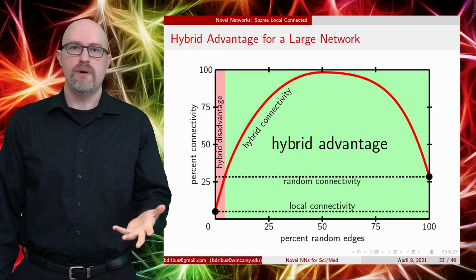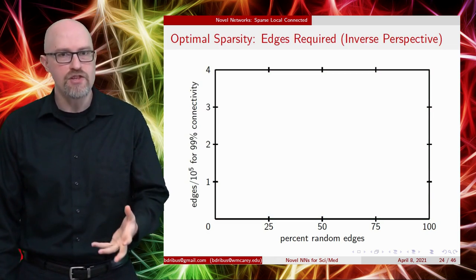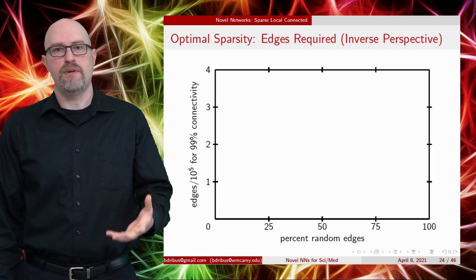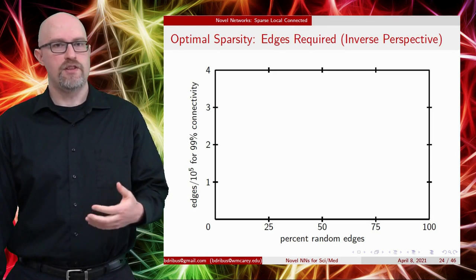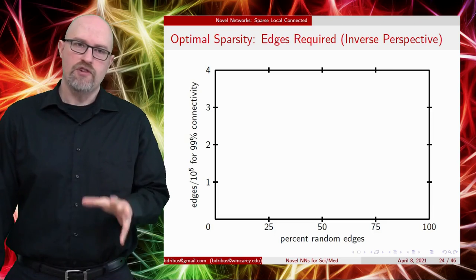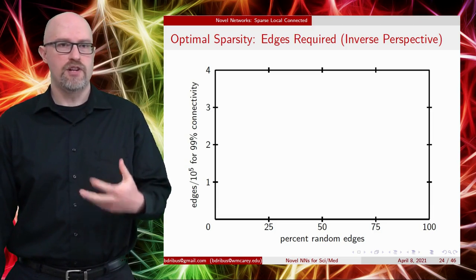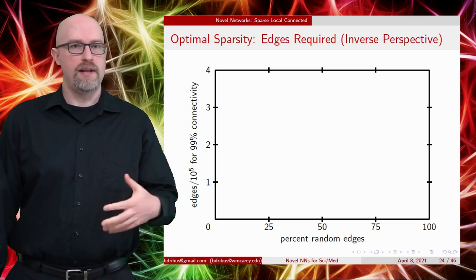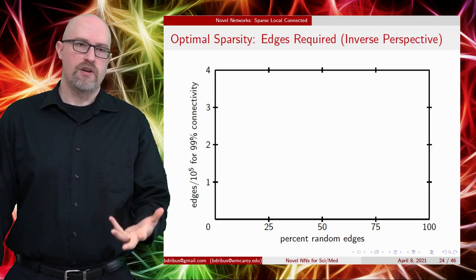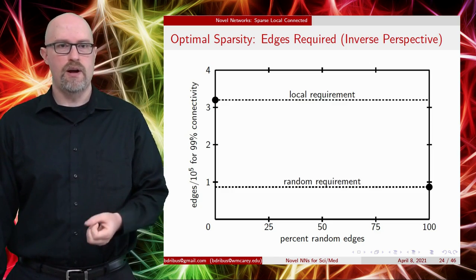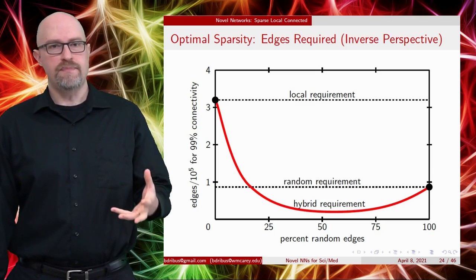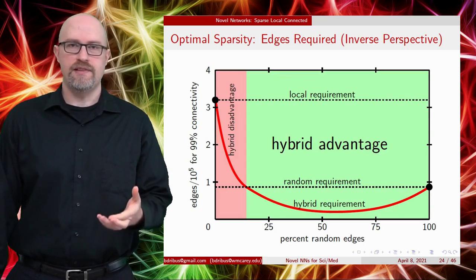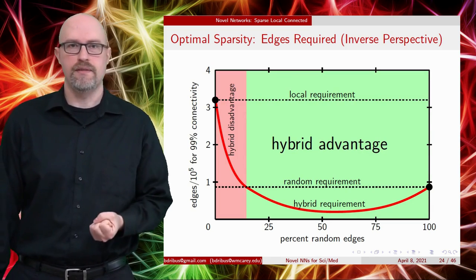Now, a complementary viewpoint on hybrid advantage is to track how many edges are required to achieve a fixed target connectivity, say 99%. From this perspective, the challenge is to create an efficient network that will train rapidly, since training time is largely determined by number of edges. Using a specific moderately sized network design as an example here, the number of edges required drops precipitously from the local requirement to a hybrid minimum, then rises back to the random requirement. This illustrates how hybrid architectures can accomplish the same tasks with much more efficient networks.